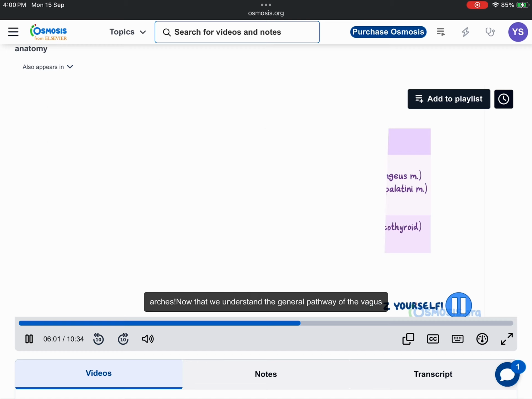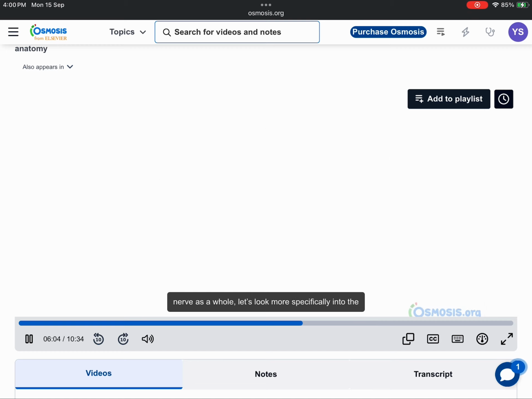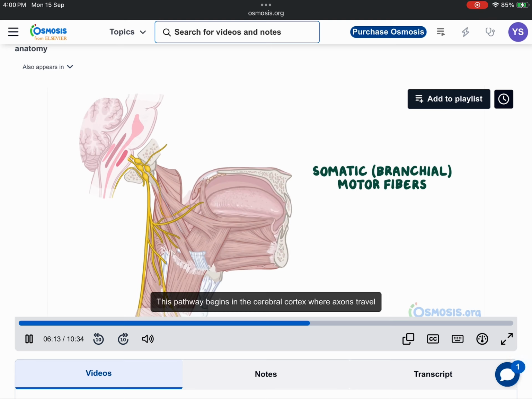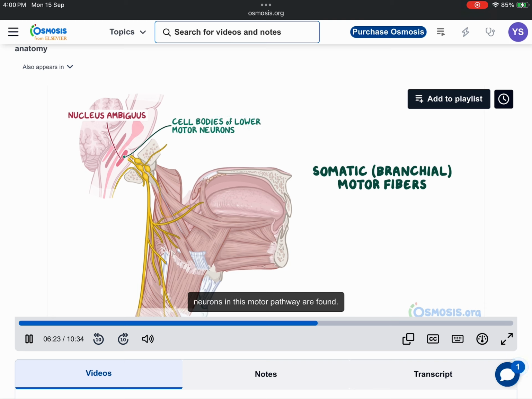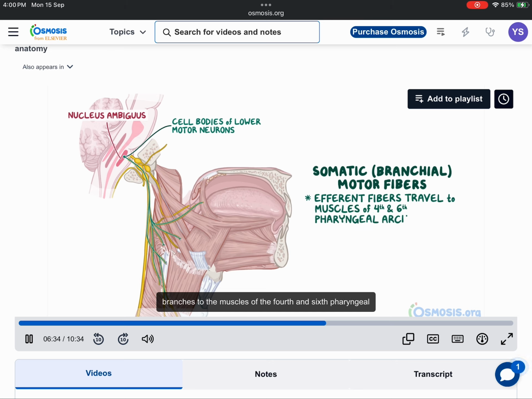Now that we understand the general pathway of the vagus nerve as a whole, let's look more specifically into the course of the different motor and sensory fibers of the vagus nerve, starting off with somatic or branchial motor fibers. This pathway begins in the cerebral cortex, where axons travel and synapse in the nucleus ambiguus, located in the medulla, which is where the cell bodies of the lower motor neurons in this motor pathway are found. Efferent fibers, arising from the nucleus ambiguus, then emerge from the medulla and travel through the vagus nerve and its branches to the muscles of the fourth and sixth pharyngeal arches.